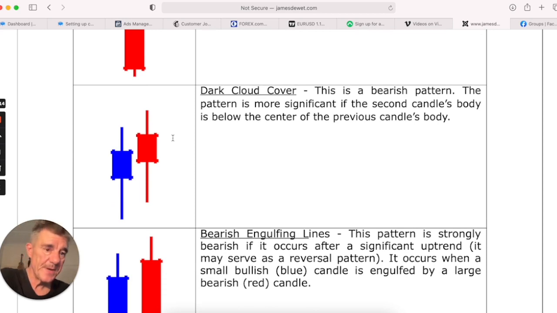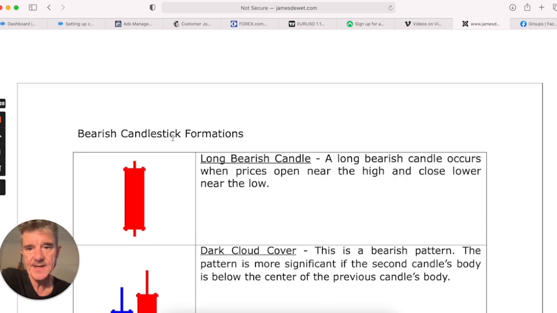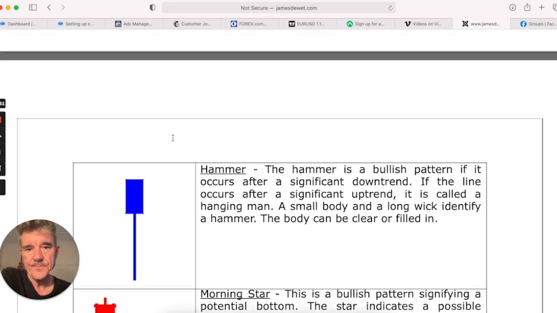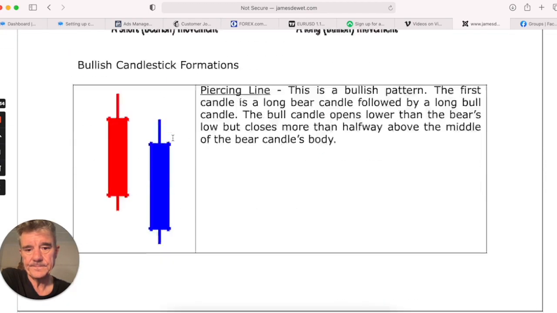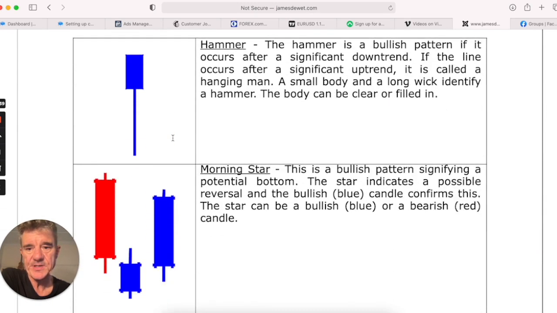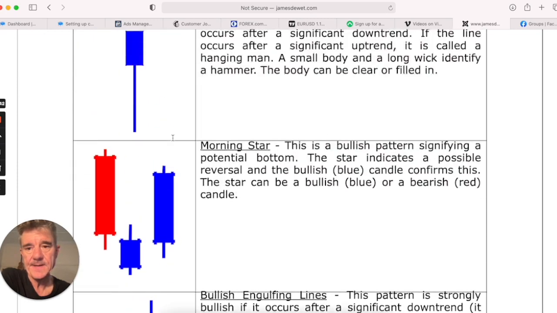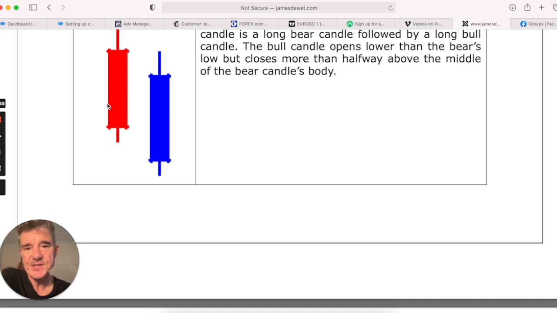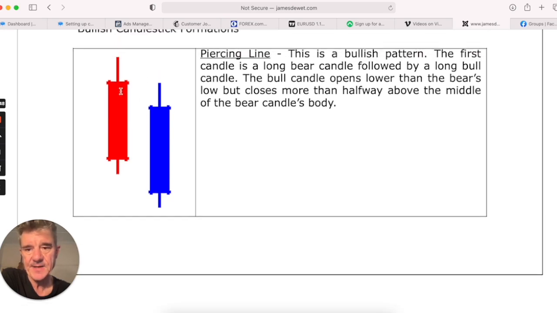Dark cloud cover, this is a bearish pattern. The pattern is more significant if the second candle's body is below the center of the previous candle's body. This is similar to an engulfing pattern. If you can imagine the engulfing pattern up here. Piercing pattern, similar to the engulfing pattern as well. They're all pretty similar. I suppose it's more similar to the piercing pattern. That's the bullish one. Remember, the body closes higher than the middle of the preceding bearish candle.